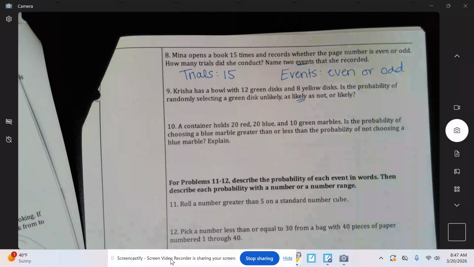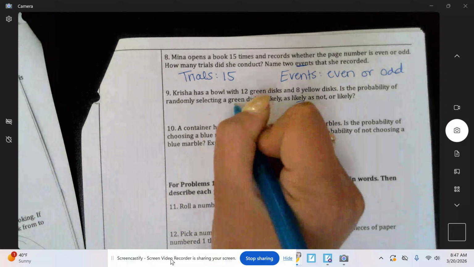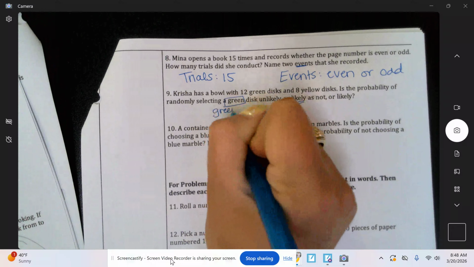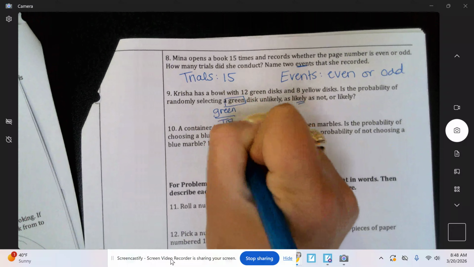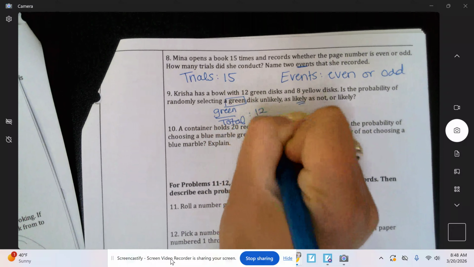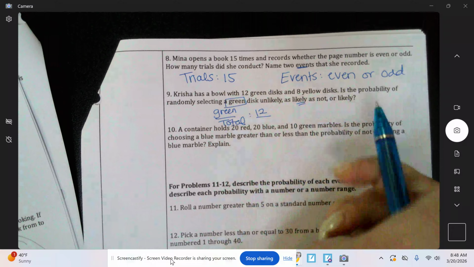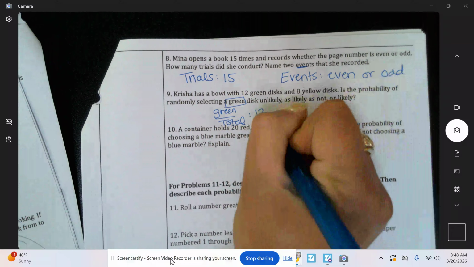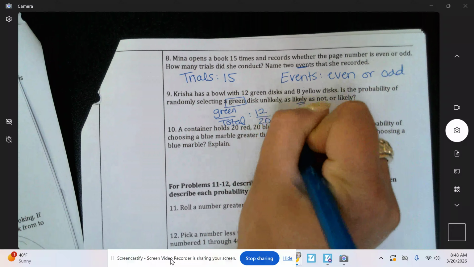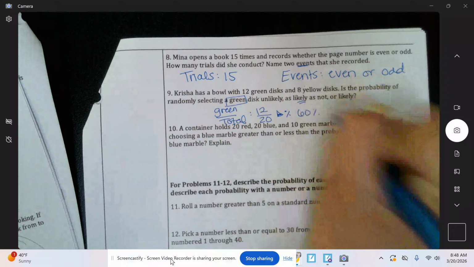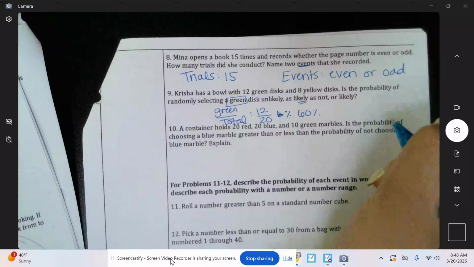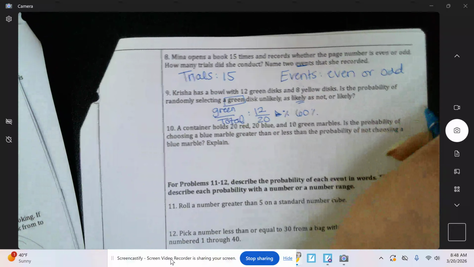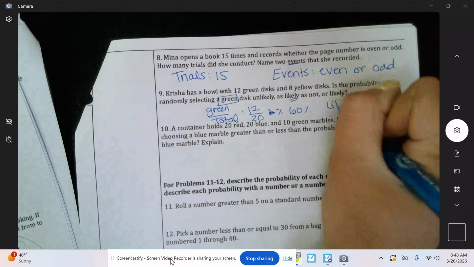12. How many green are we looking for? What are we looking for? We're looking for green, so we need green over the total amount. So there's 12 green over a total of how many? There's 12 plus 8, which gives you 20. So your percentage is 60, and 60% tells us that it is... is it bigger than 50 or less than 50? Bigger. So then it is likely to happen.